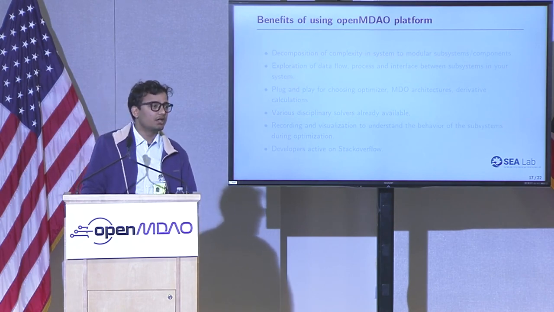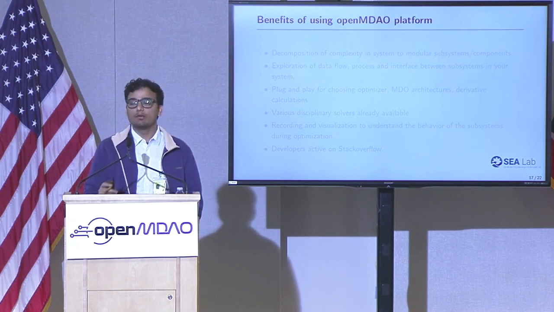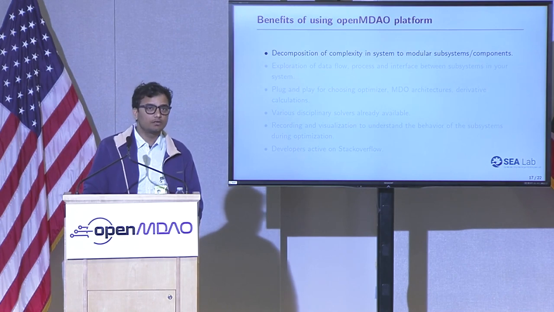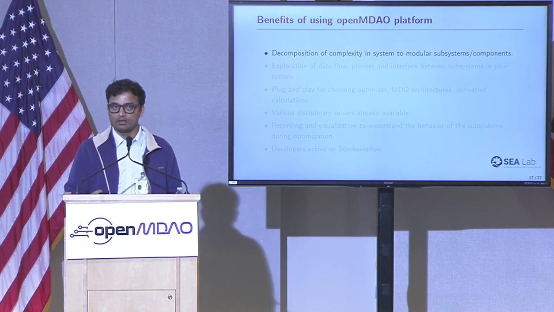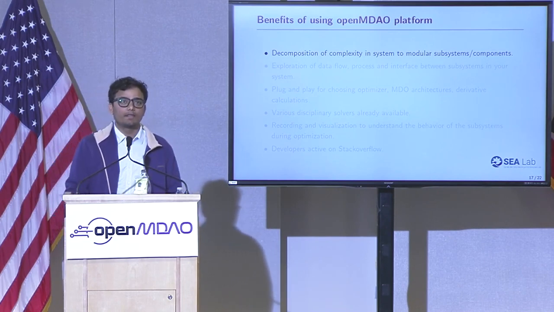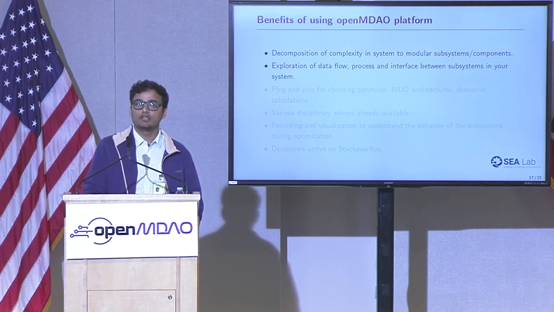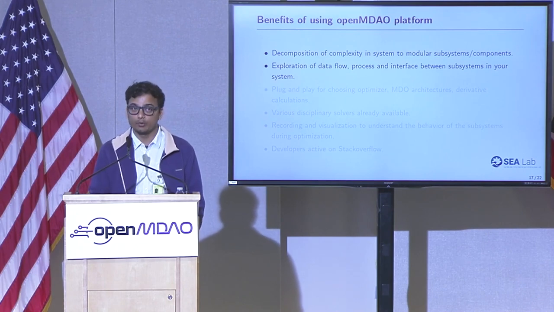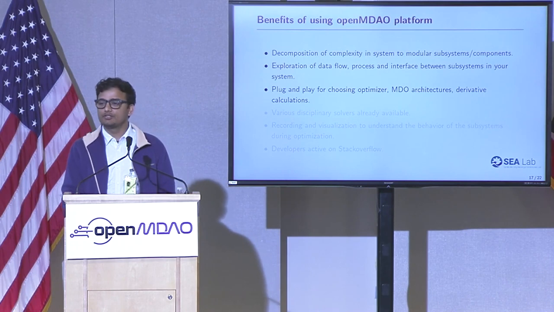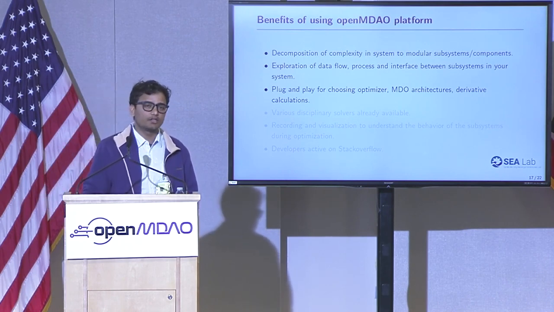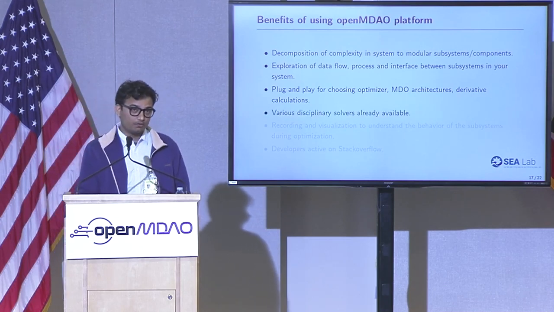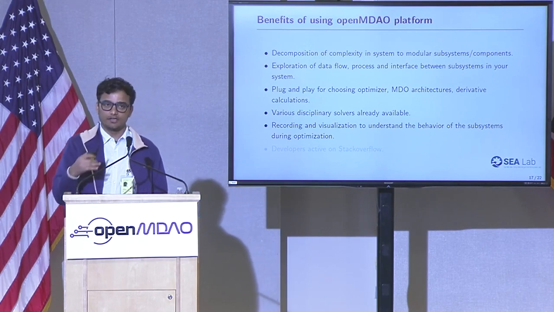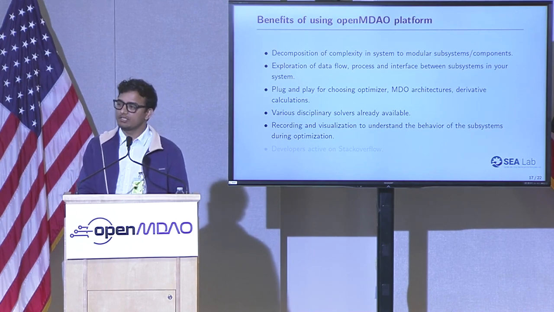There are a couple of benefits I found from trying to understand this system and model it using OpenMDAO rather than implementing my own sequential optimization. First, it helped me understand the complexity of the engineered system. To model in OpenMDAO, you have to think in terms of various subsystems and components, and that helps with understanding. Another significant advantage was the exploration of data flow, the XDSM diagram basically, and how things work in your system when you have different subsystems or when you want to add more subsystems. Then there is the ease of choosing optimizers, trying out different MDO architectures, derivative calculations, and different solvers, which are already available in OpenMDAO. I didn't try any of them, but it looks like a lot of choices to increase the complexity or fidelity of the system.